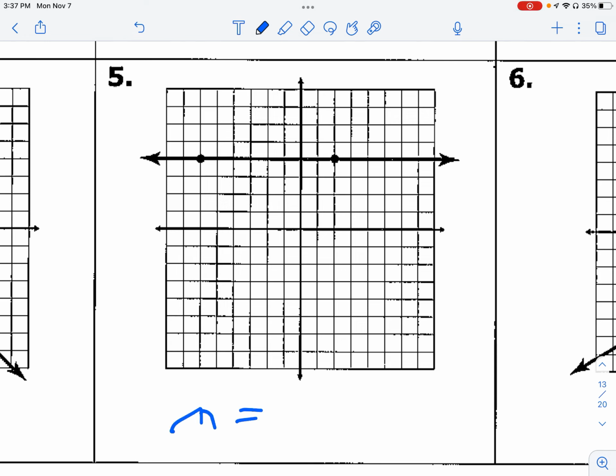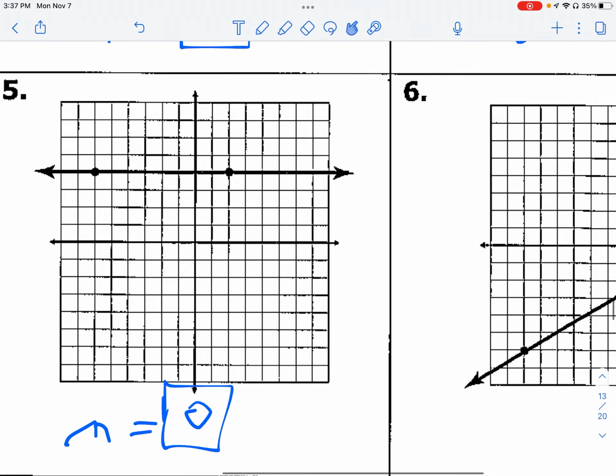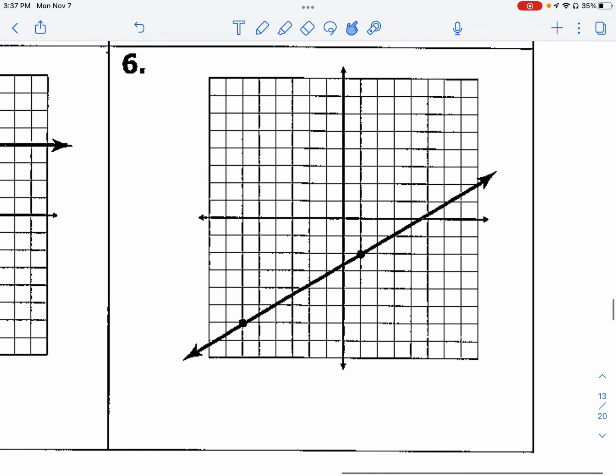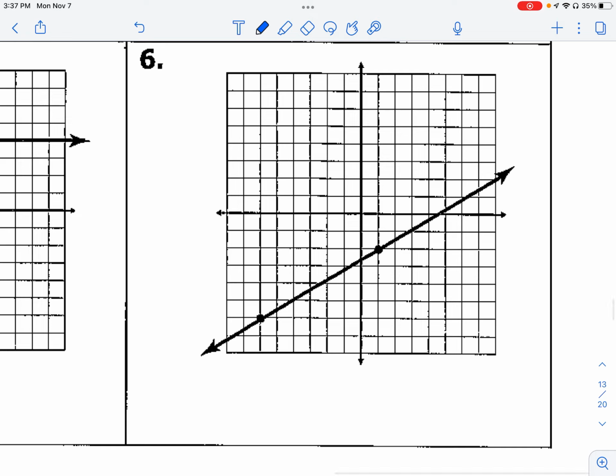Here we have a horizontal line, and we know horizontal line, m equals 0. All right, here we got 1, 2, 3, 4, 1, 2, 3, 4, 5, 6, 7. 4 over 7, which does not reduce, so m equals 4 over 7.